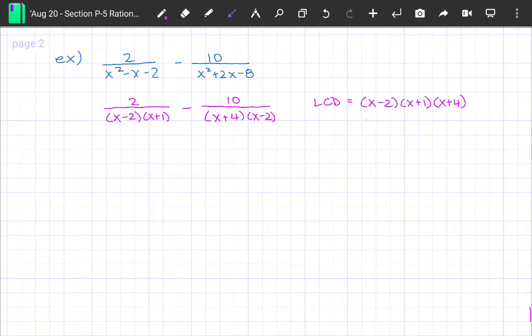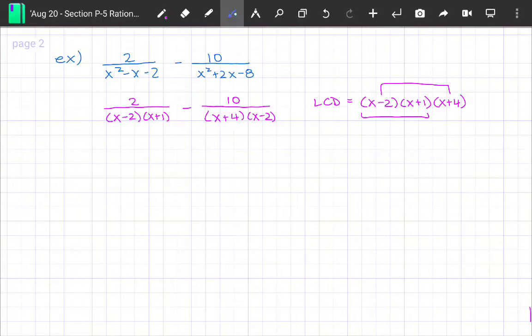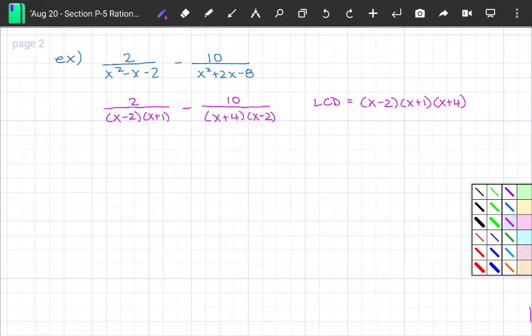And sure enough, if I look, here's my first denominator, and then these two together make my second denominator. So both denominators are in there. It's the smallest thing that's in both denominators. So now I'm good to go. I have to multiply top and bottom of each fraction by whatever I need to make the LCD. In the first fraction, I don't have an x plus 4. So I need an x plus 4 in the top and the bottom.